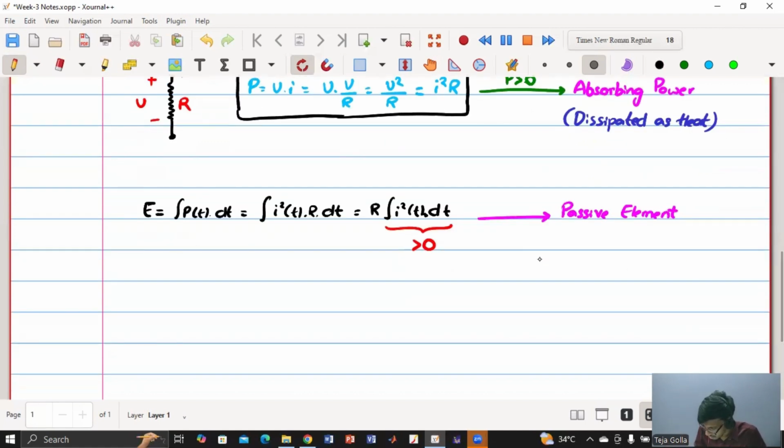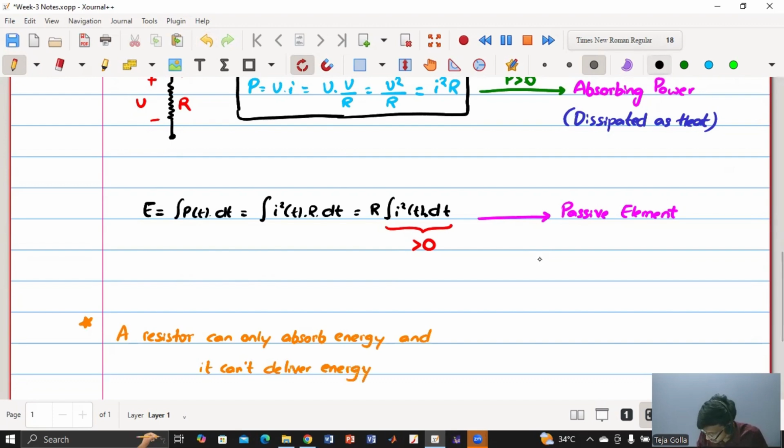So let us write the definition. A resistor can only absorb power, or energy I should say, and it cannot deliver energy. So that's why it is called a passive element.